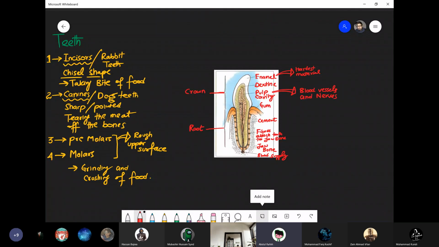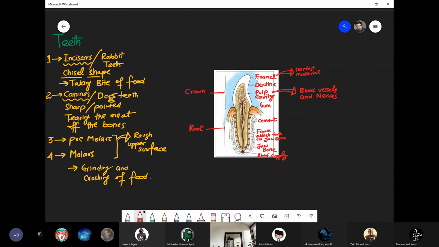Yes, sir. Now, let me tell again, boys. There are two parts of the tooth. There is one which is visible, this part, and the one which is buried, or which is fixed into the jawbone. The one which is exposed, which is visible, is called the crown, and the one which is buried is called the root.